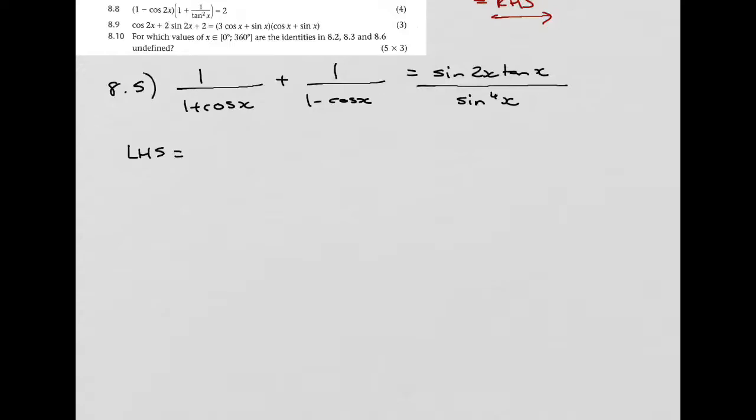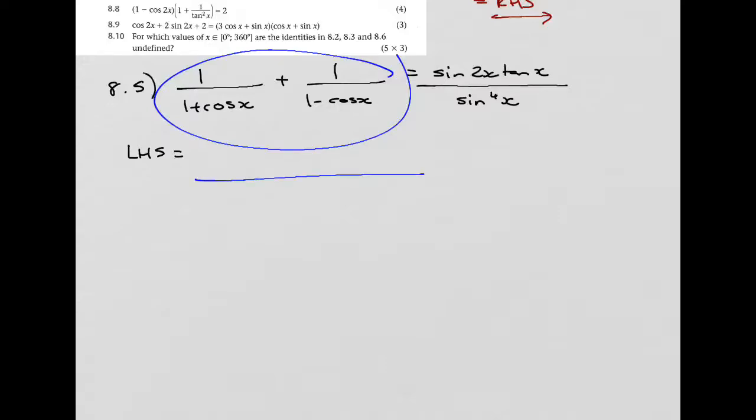Alright, so when we're working with a fraction added or subtracted to a fraction, we need to think about an LCD. So our LCD in this case is going to be each of the denominators, 1 plus cos x times 1 minus cos x. So then you're going to multiply top and bottom by this. So we're going to get 1 minus cos x on that side, and then same thing there but with the opposite sign.